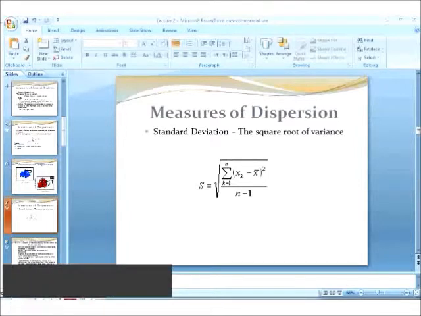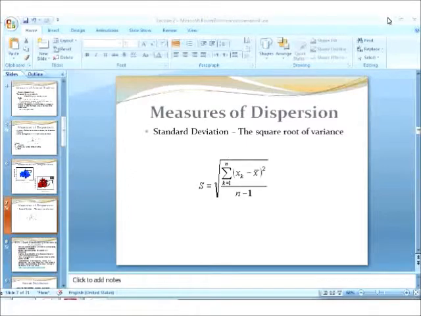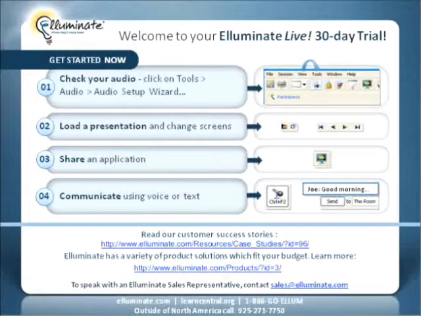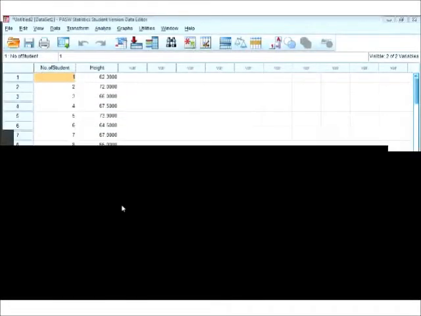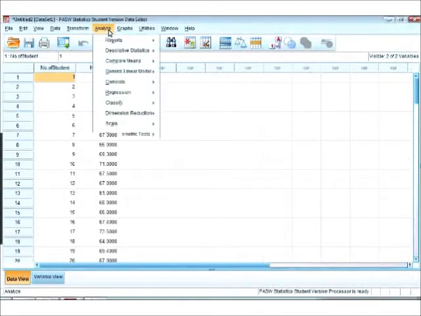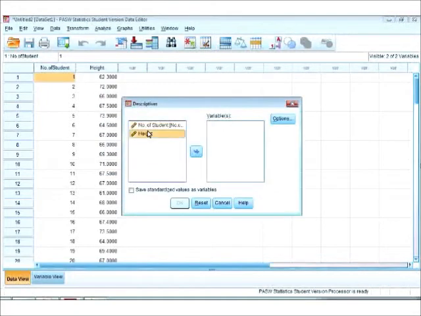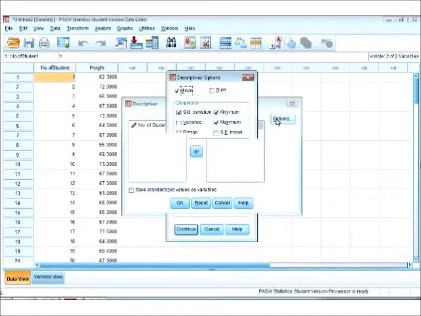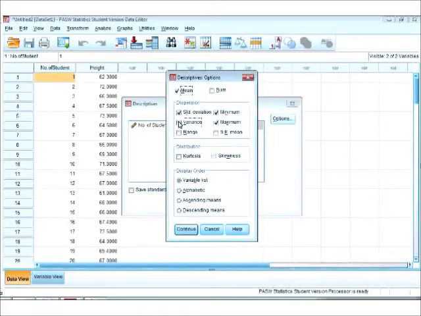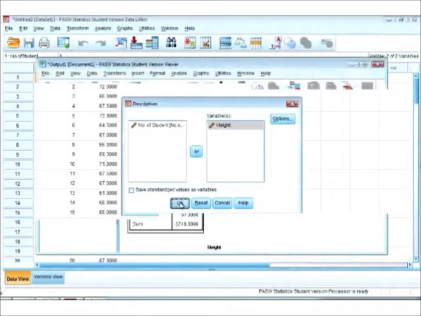So going back to our SPSS, let me share it with you. Okay. So then we come here again to the descriptive statistics. Let's see. We want to compute the variance. So we have variance here and the standard deviation here. And then continue.